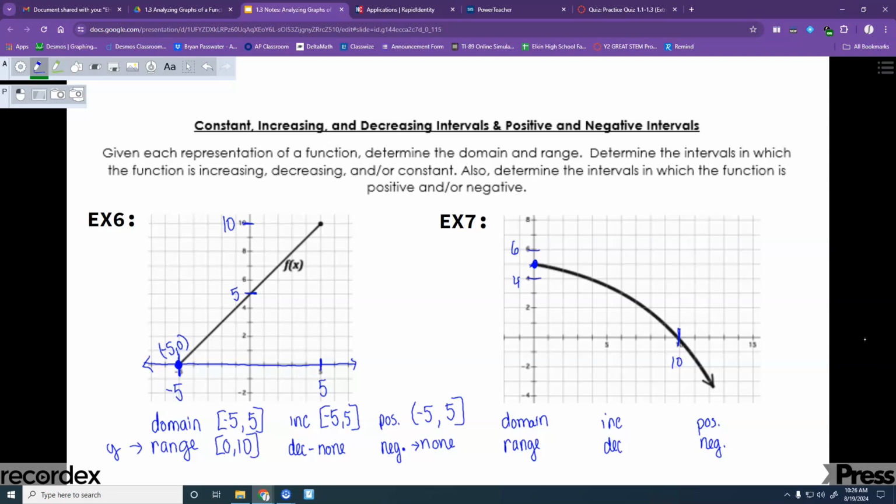Your domain and range would be okay if it didn't stop right here. But it keeps on going. So instead of stopping, we're going to go to infinity, right here, instead of starting at 0 right here. Same thing with the range.